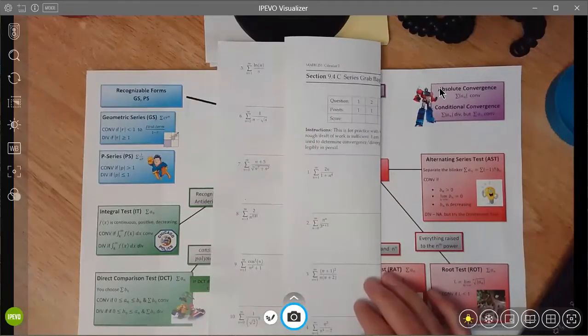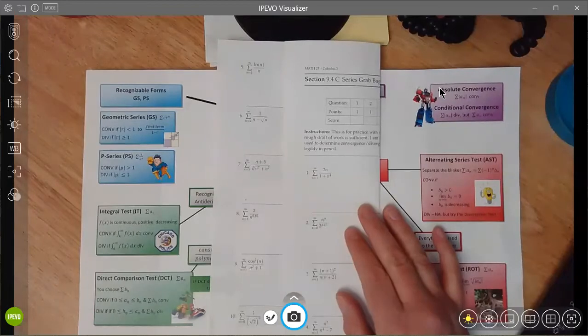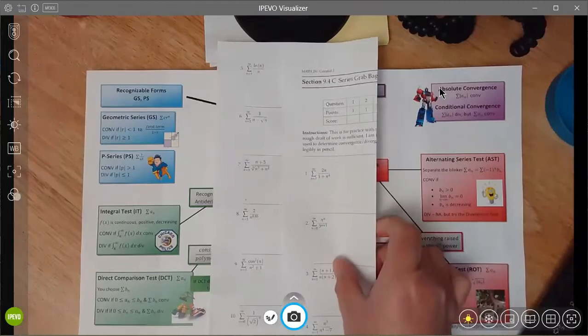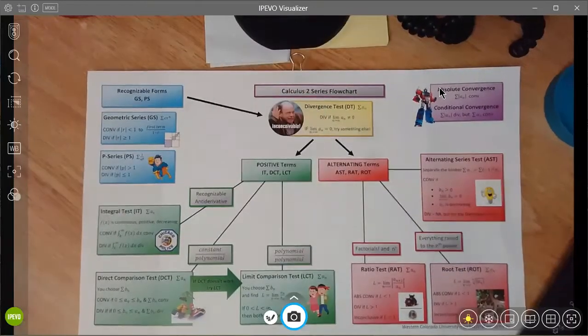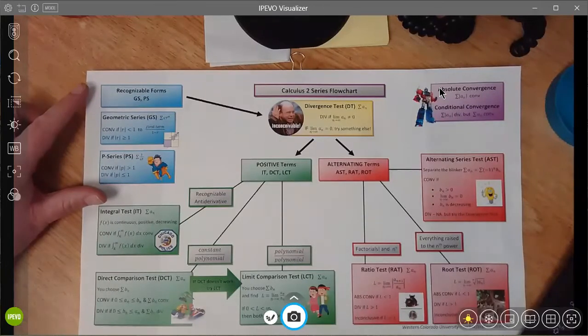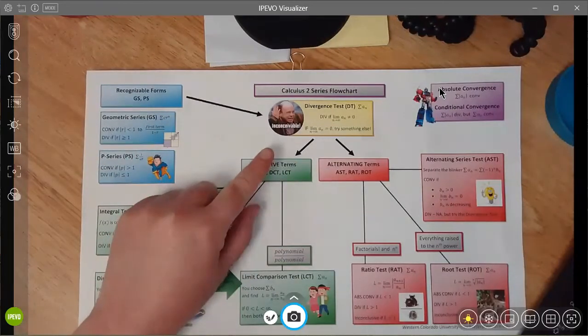Okay, so suppose on the test you're given a whole list of series like this, and you're asked to determine whether they converge or diverge. The first step to doing that is to figure out which test to use. So let's review that. Your first step is to see, do you have a recognizable form, either a geometric series or a p-series? If you don't have one of those, then you're going to want to apply the divergence test.